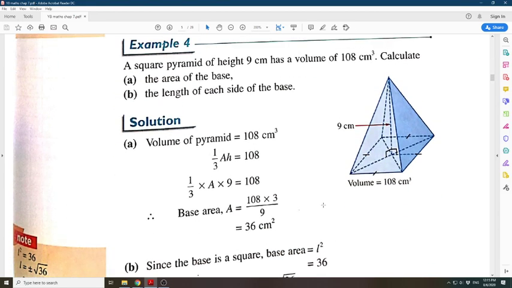Example 4 is also the same thing. It's just to help you find the area of the base and so on.